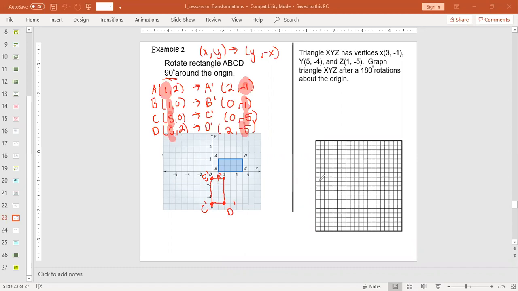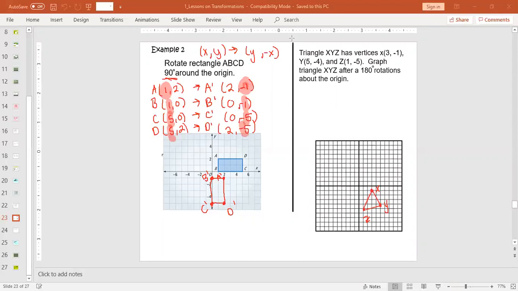It makes it simple. What if I ask for a 180-degree rotation? So this one, the first thing we gotta do is plot the original points. So X is at 3, -1. And we always, always, always label our points. Y is at 5, -1. Z is at 1, -1, 2, 3, 4, 5. And here is my figure. Here's my triangle.